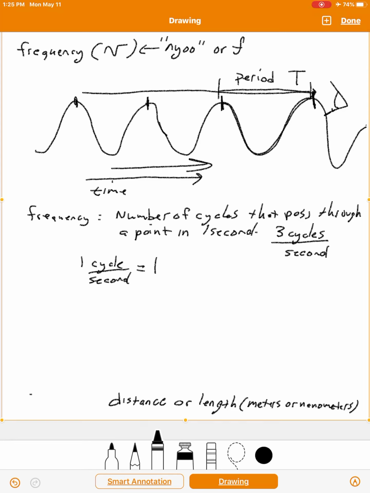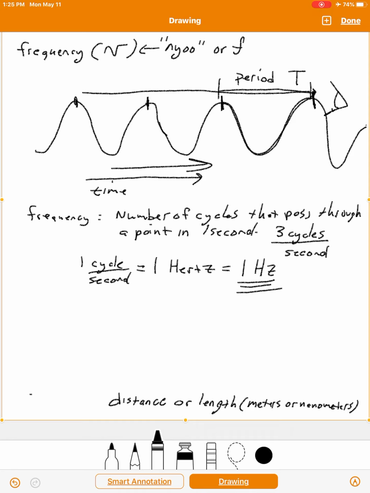And we're going to call a cycle per second a hertz, named after Heinrich Hertz. Let me write that as Hz, 1 hertz. So that's the unit of the frequency.